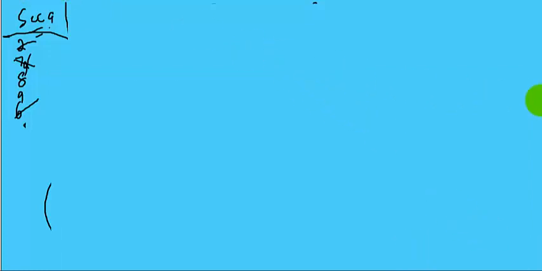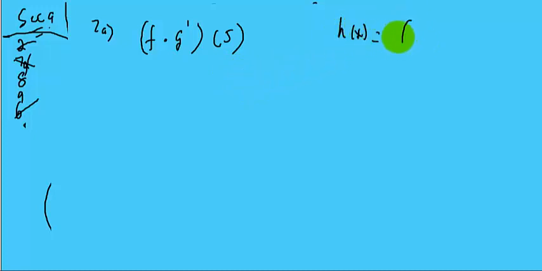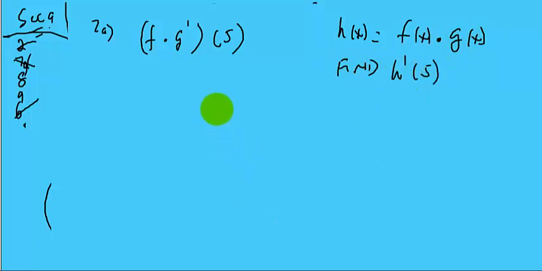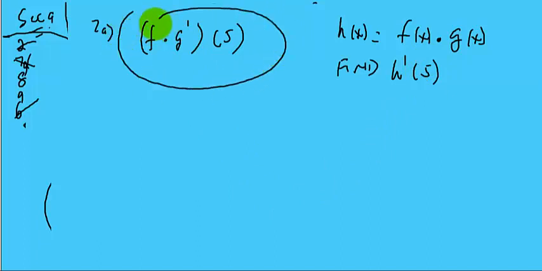Alright, so let's do 7A. And once you do A, B is easy. In 7A, they tell you (f times g) prime, with the parentheses missing, of 5. What they're really telling you is this: you have some function h of x that is f of x times g of x, and they want you to find h prime of 5.